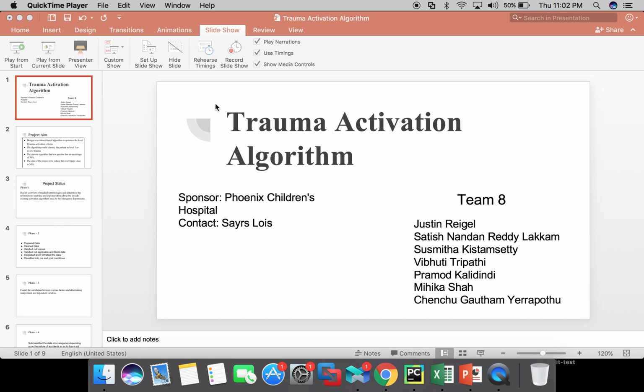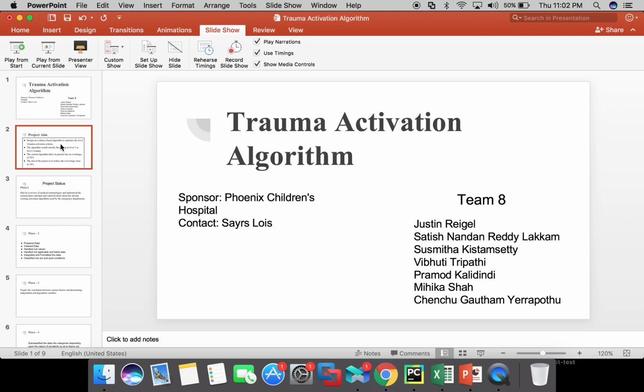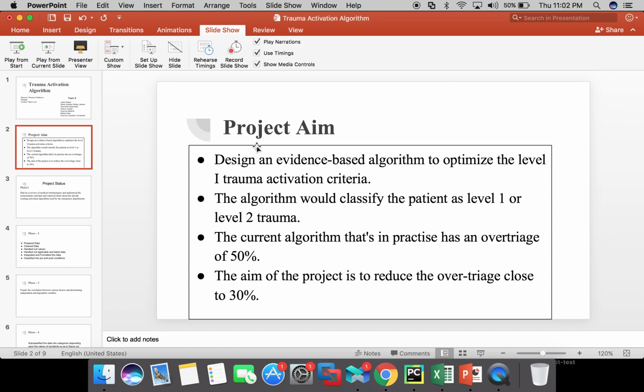Hello, we're Team 8 and we're working on the trauma activation algorithm capstone with the Phoenix Children's Hospital. The primary purpose of our project is to design an algorithm to optimize the classification criteria for injured children.